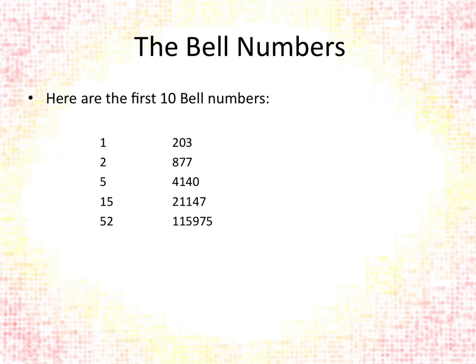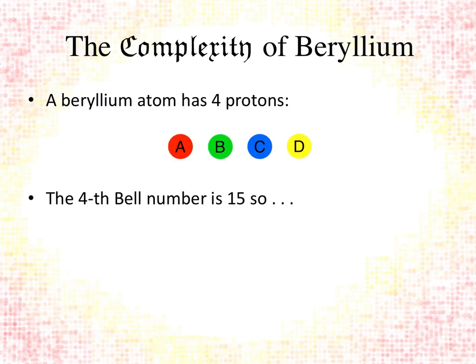Here are the first 10 Bell numbers: 1, 2, 5 (the third Bell number is 5), 15, 52, 203, 877, 4,140, 21,147, and 115,975. These numbers go up quick. We'll use the Bell numbers to talk about the complexity of beryllium.